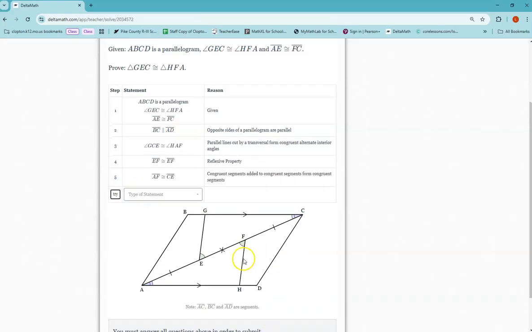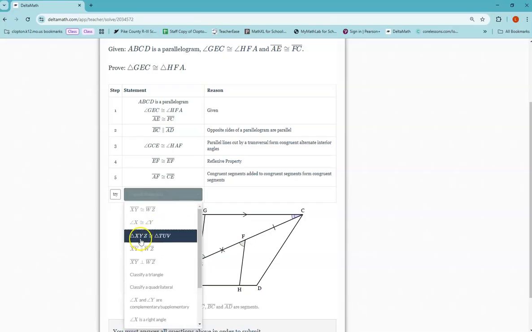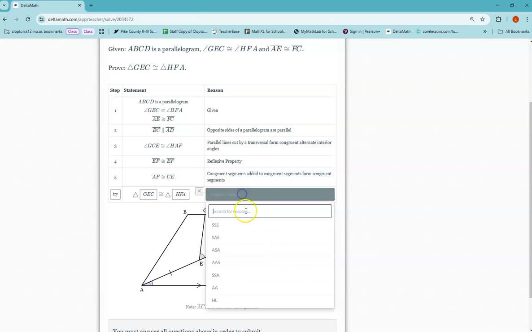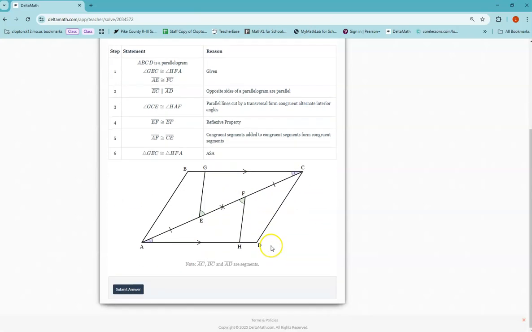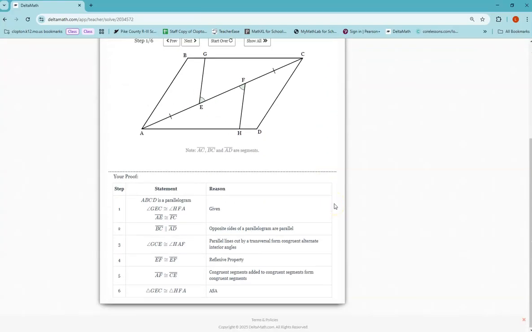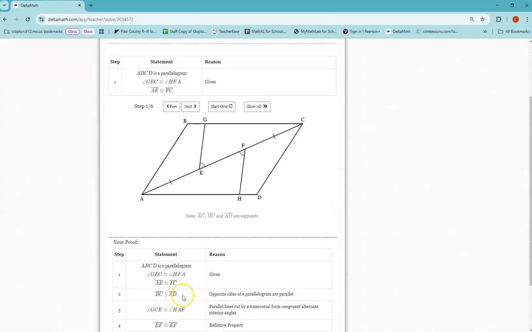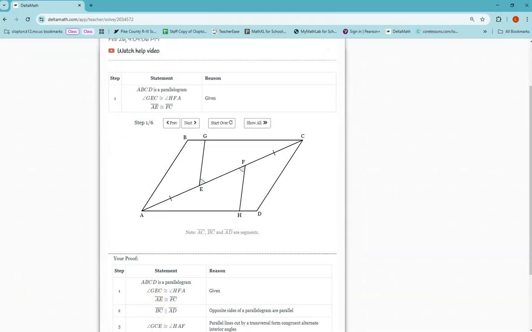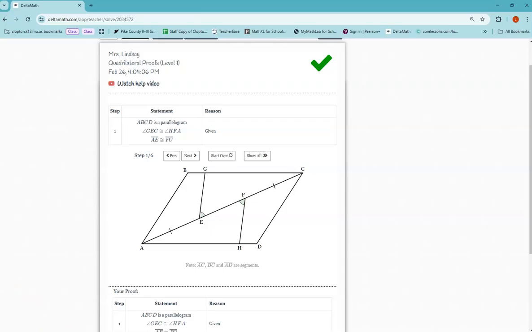Okay, so now we should have angle, side, angle. Angle, side, angle. So we can prove that these triangles are congruent. GEC and HFA are congruent because of angle, side, angle. Submit answer. Yes, I'm sure it's correct. There's probably another way to get that same answer. Like I said, you could talk about angle bisectors, but this is a good way to get this answer.